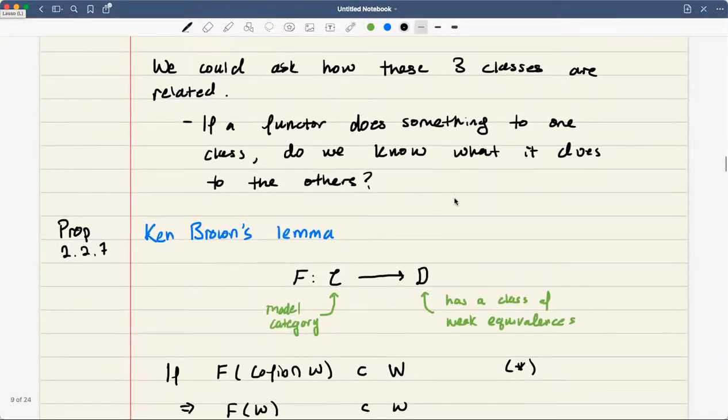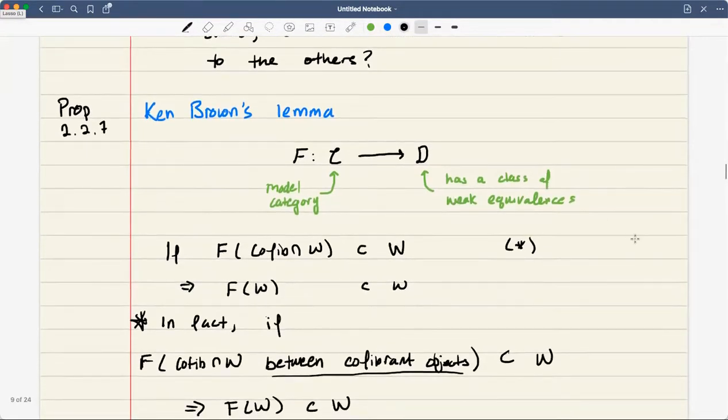So how are these three classes related? If a functor does something to one class, do we know what it does to the others? If we think about what a model category is, there's something embedded into the definition saying that these are intimately connected. These are not just three arbitrary classes of objects or morphisms. How are they connected?